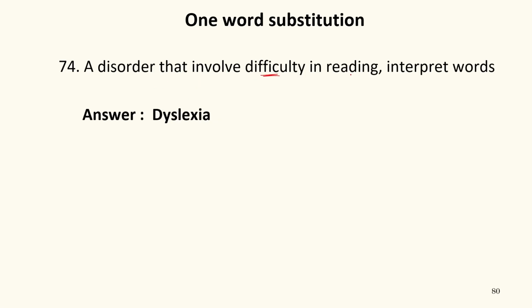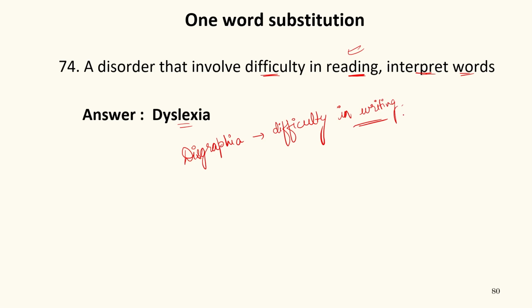A disorder that involves difficulty in reading, interpreting words. It refers to reading abilities, when one is not proper in reading or one who faces difficulty while reading. He is not able to read properly. This disorder is called dyslexia. If you have seen the movie Taare Zameen Par, you must have seen a boy. He was facing this difficulty. This is called dyslexia. There is one more word, that is dysgraphia. This is also a kind of disorder we find in a person. This is when someone faces difficulty in writing. That is called dysgraphia.